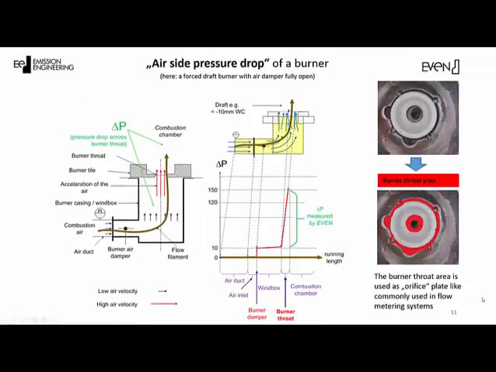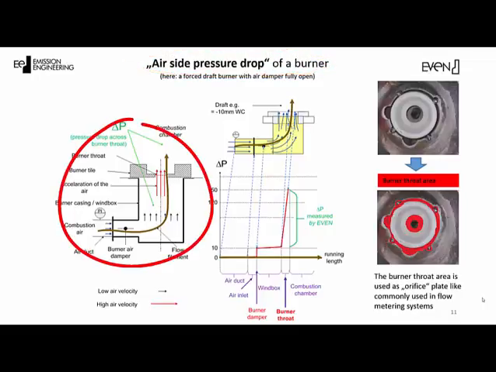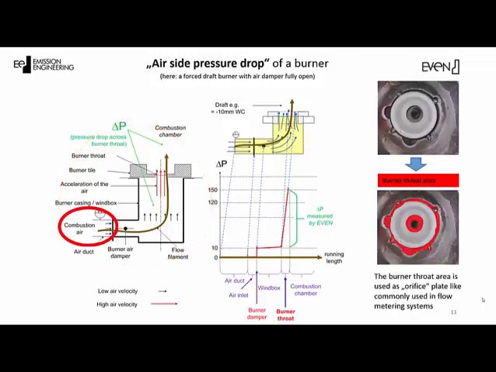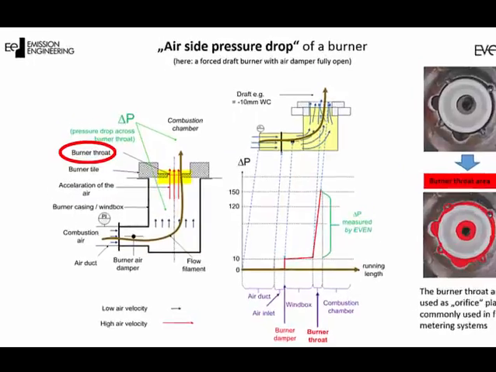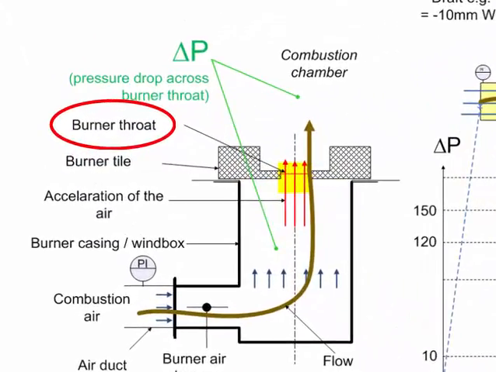In order to understand what we will be measuring, let's explain first the phrase airside pressure drop of a burner. What is the airside pressure drop? Take a look at the graphic. On the left, you will see the side view of a burner with its air inlet, air damper, wind box, tile, and throat section. The throat section of a burner is where the main pressure drop of combustion air should occur. We say should because unfortunately it doesn't always occur there.